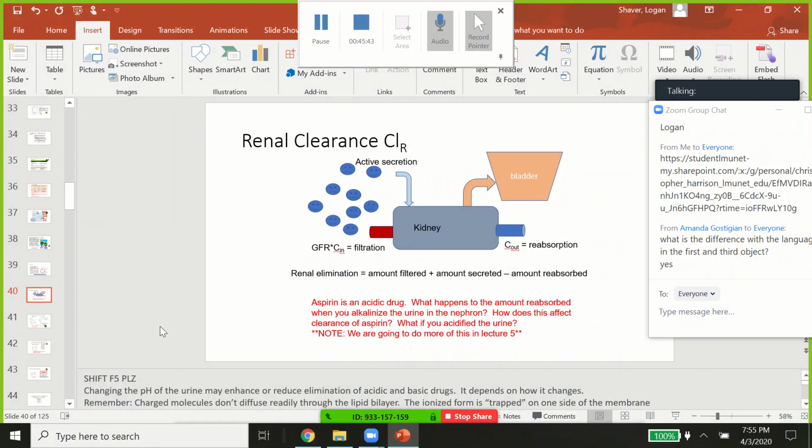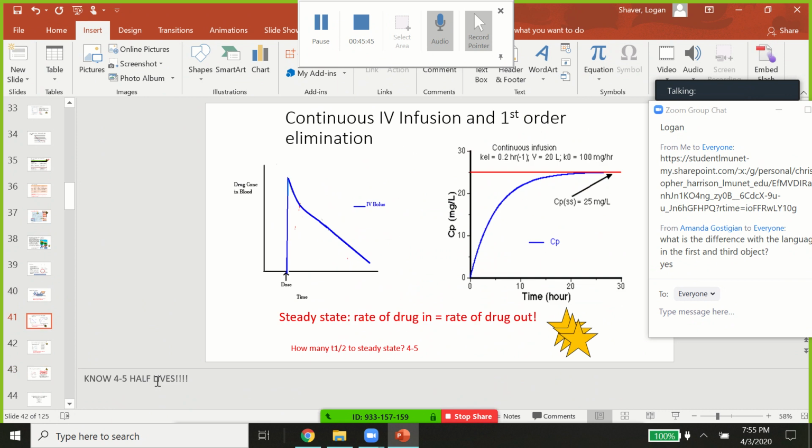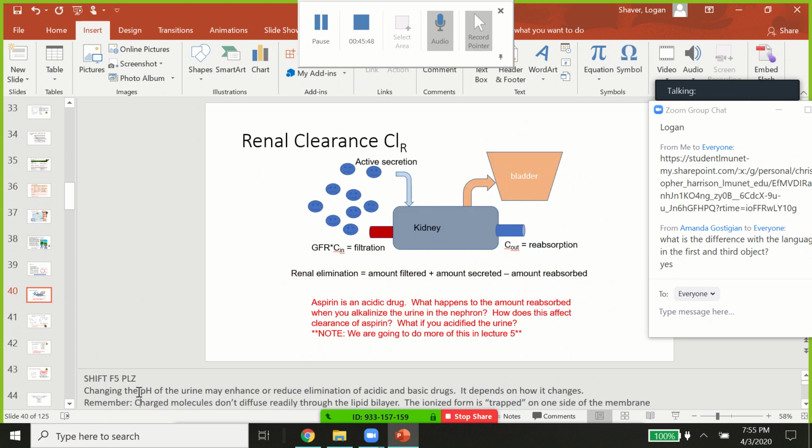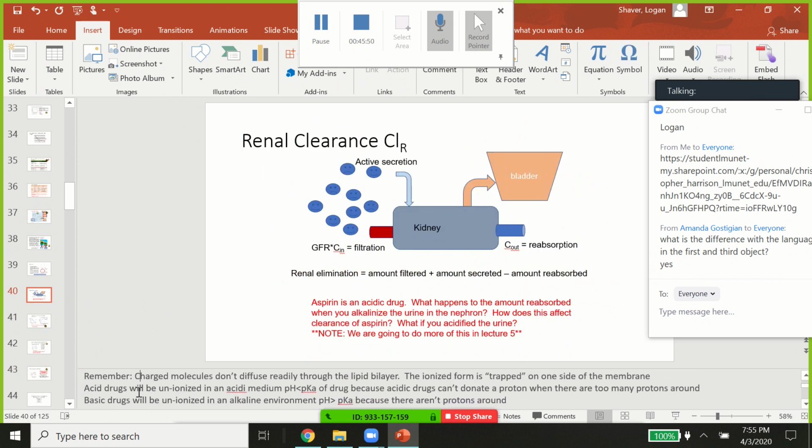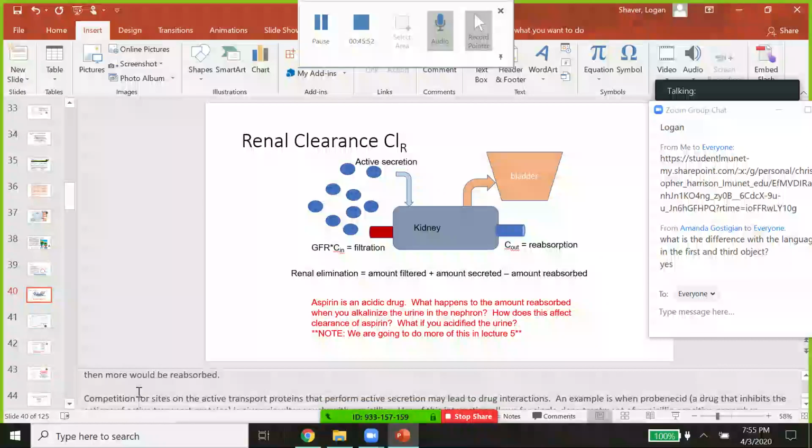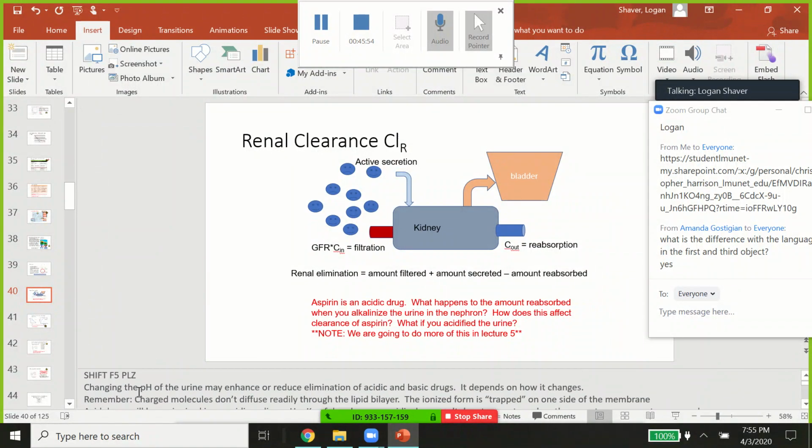I don't know if I wrote that down in here. Yeah, okay, I think I did a little bit. The reason I put Shift F5 is just because it gives you a little animation if you actually do Shift F5 on this slide. And Shift F5 is just a shortcut to get to that slide in PowerPoint mode, basically.